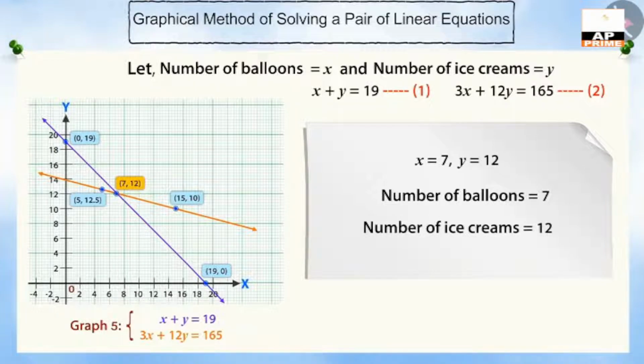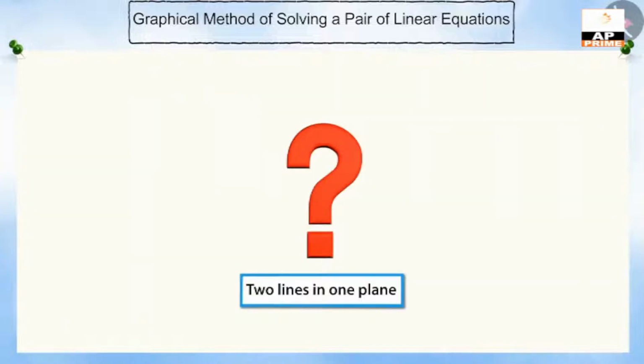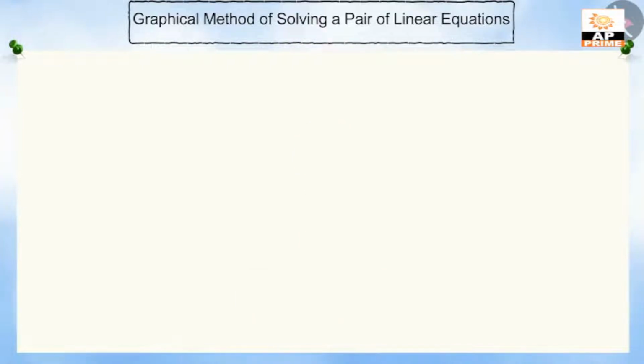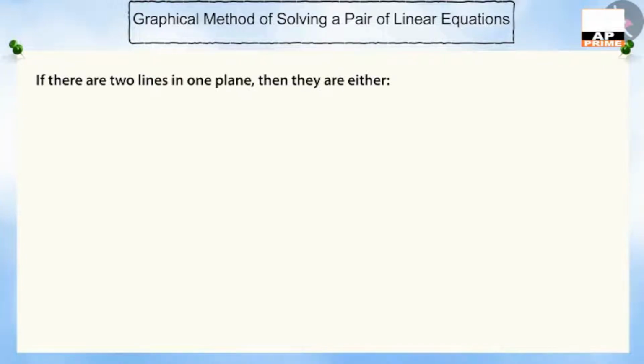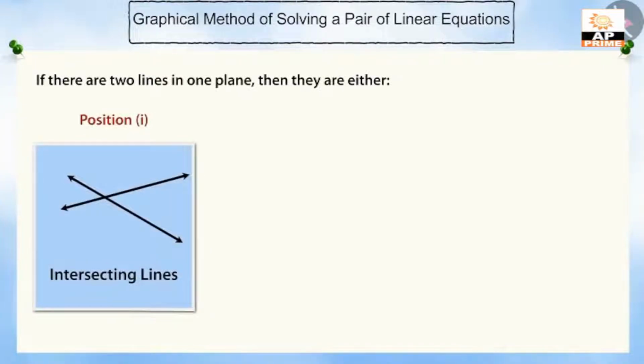In this example, you saw 2 straight lines intersect each other at one point. Can you think of 2 straight lines in one plane in any other position? We know that if there are two lines in one plane, then those lines are either intersecting or coincident or parallel.